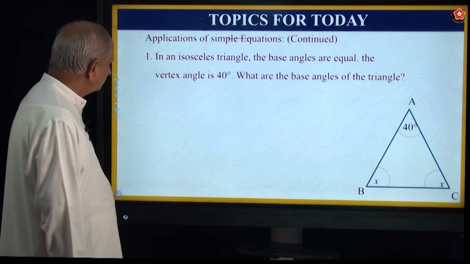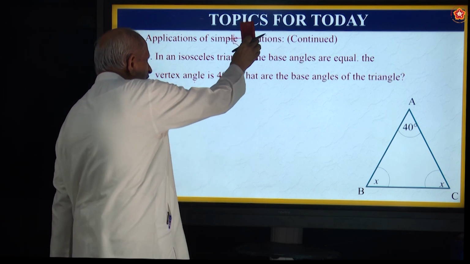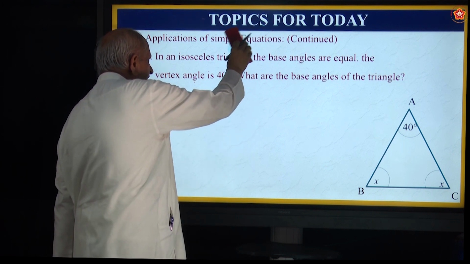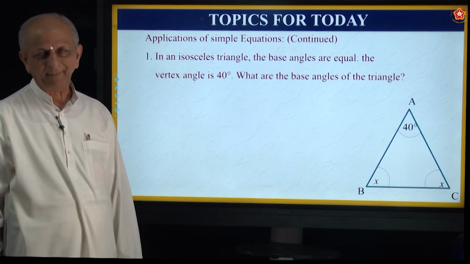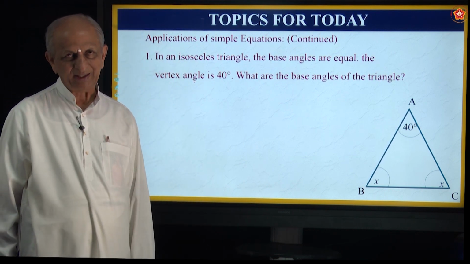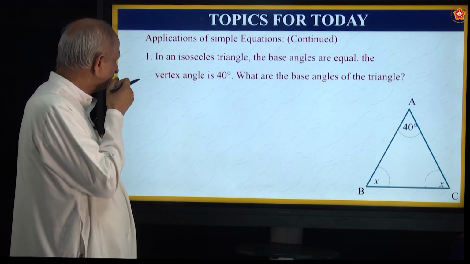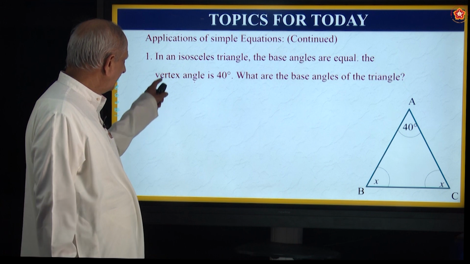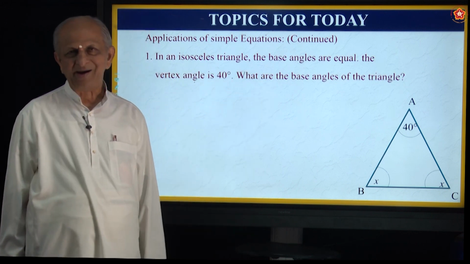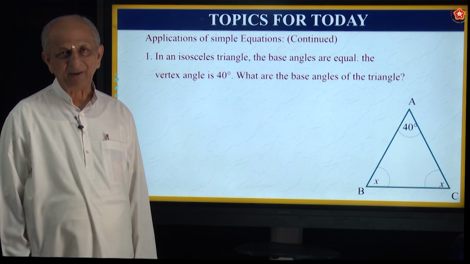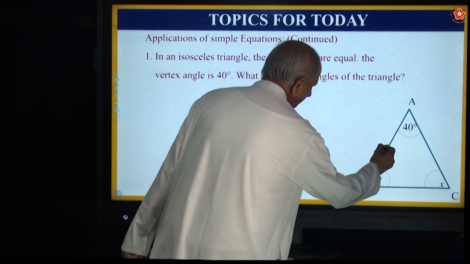Now, topics for today. After knowing some basic things about equations and solving them, we will see how to apply them in daily life. So here is one interesting question. It is about geometry. In an isosceles triangle, the base angles are equal. That is a property. When the base angles are equal, sides also must be equal.